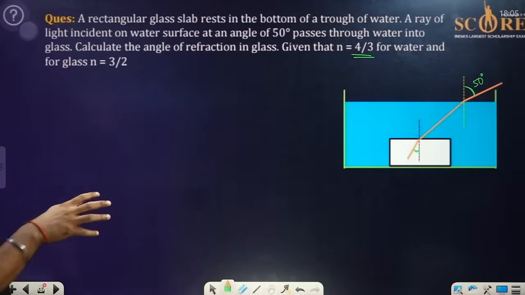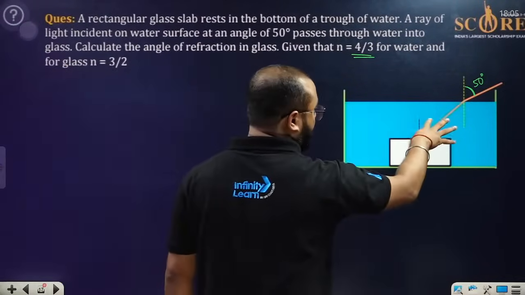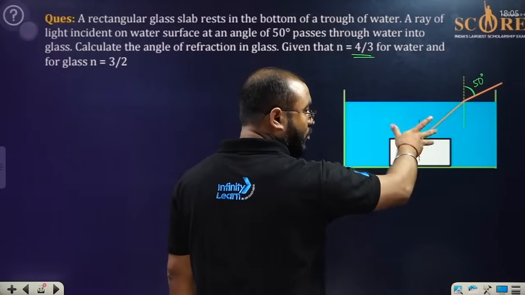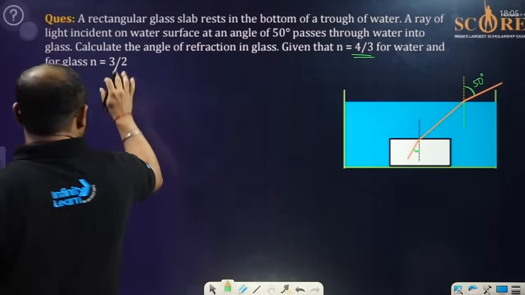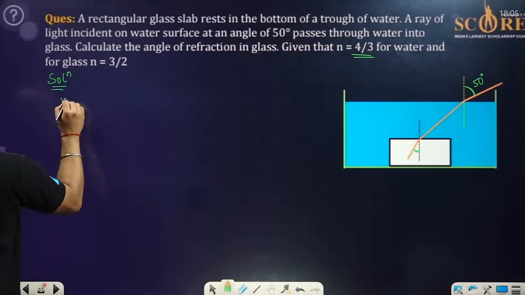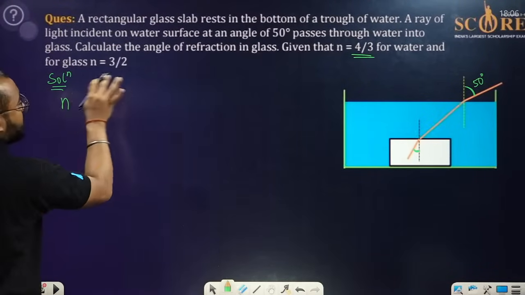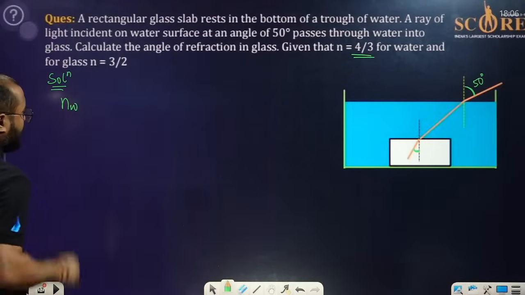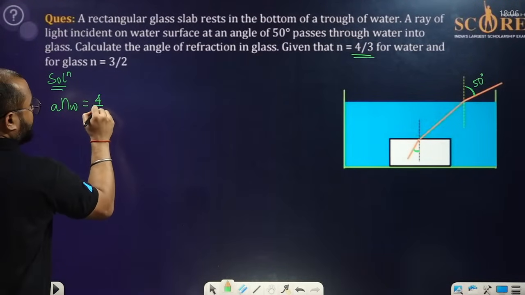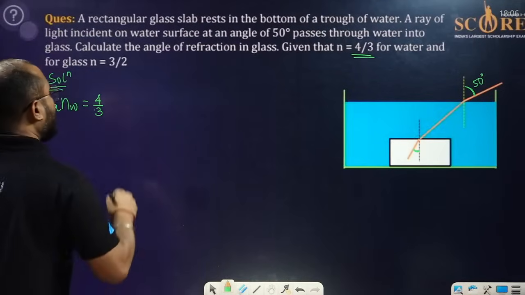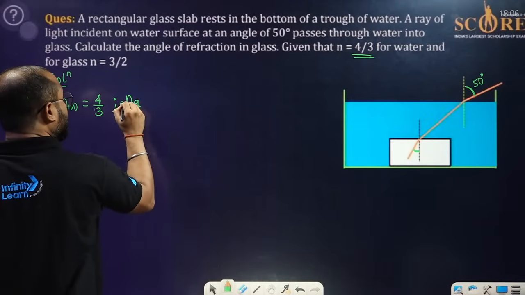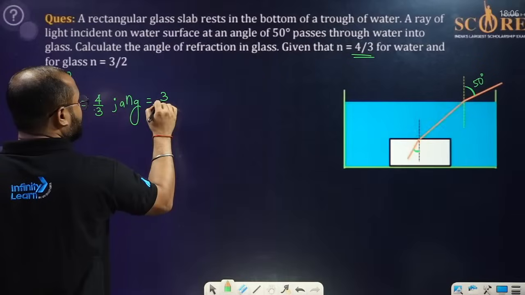Whenever we are talking about this type of question, there are two mediums, that is the glass and the water. Both have a refractive index. The refractive index given in this particular case is the refractive index of the glass or the water with respect to the air. That is given, that is 4/3, I believe. And the refractive index of the glass with respect to the air is also given, that is 3/2.